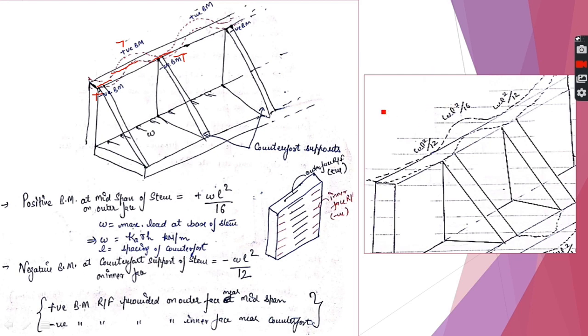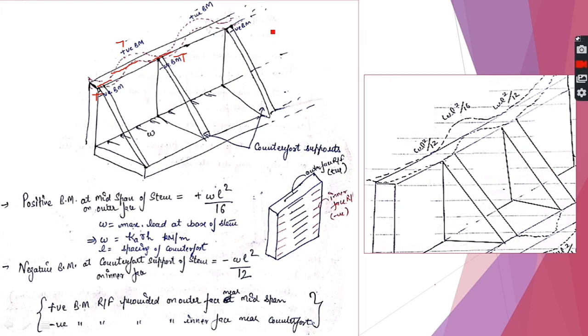So how do we calculate this reinforcement? We have to calculate the positive bending moment and the negative bending moment at the midspan and the supports respectively. The positive bending moment at midspan of the stem on the outer face is WL²/16, and the negative bending moment is WL²/12 near the counterforts on the inner face. And the W here is the maximum soil pressure acting on the stem, which is Ka γ H. I hope this concept is clear to you. I will explain it in detail when we do the design problem.